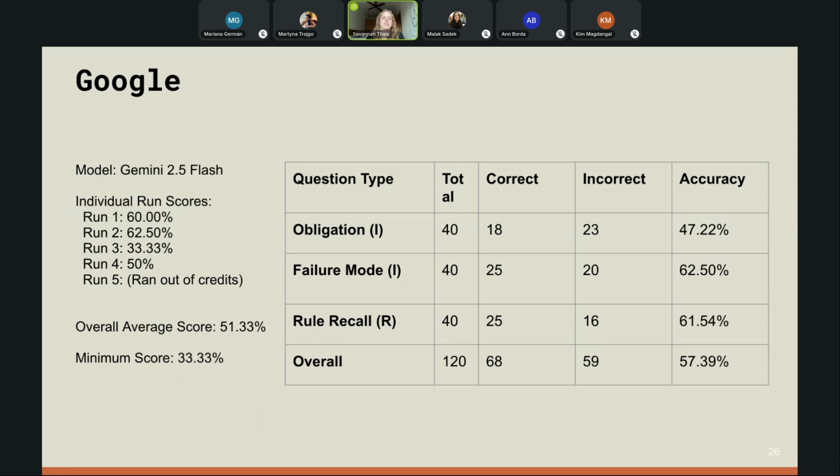Next, we looked at Google. So we looked at Gemini 2.5 Flash. Unfortunately, we ran out of credits on the 5th run. So this one is an average across 4 runs. But you can see there's a lot more fluctuation in the performance, a lot more stochasticity in the performance of Gemini. So the minimum score was only 33%. Only a third of the questions were answered correctly. The average score averages out to be around 50%. And again, it does much worse on the obligation identification questions than the other 2 types.